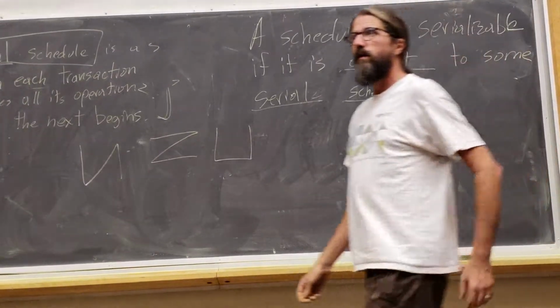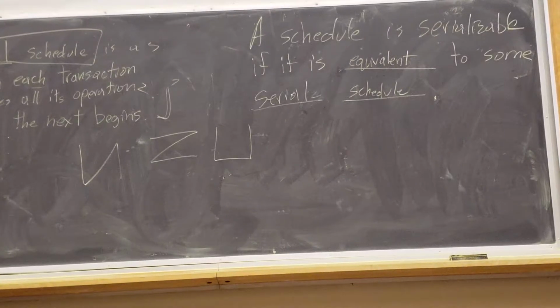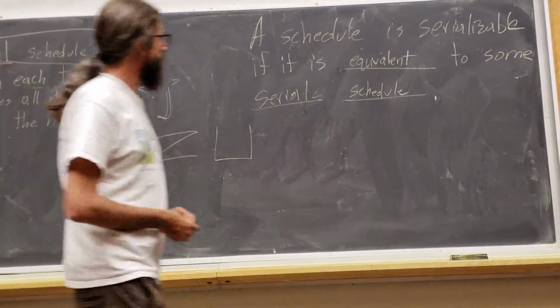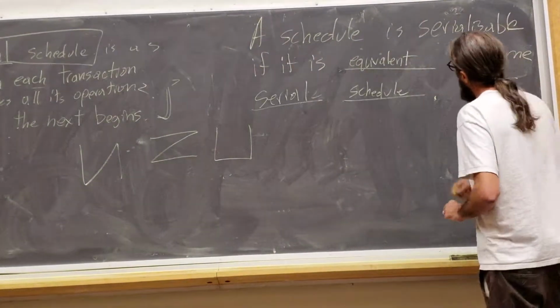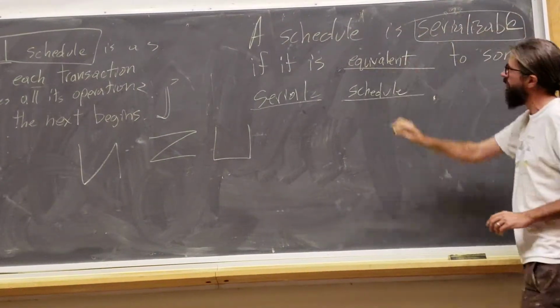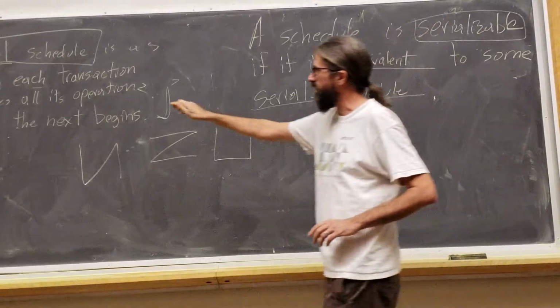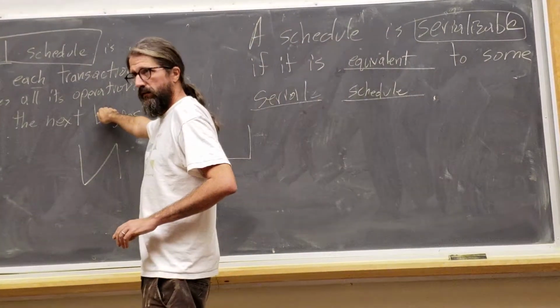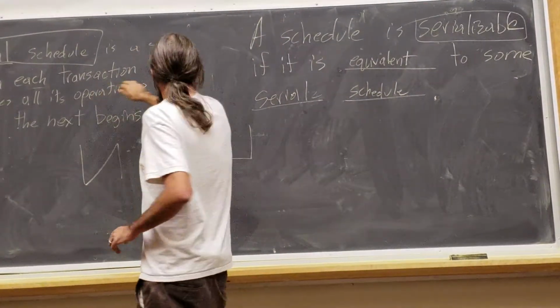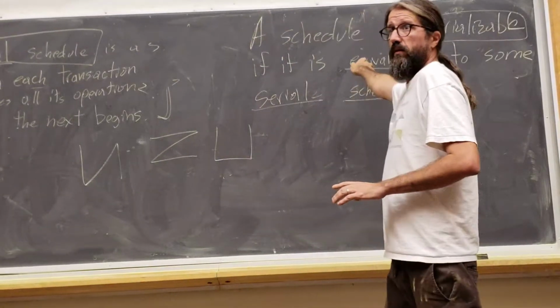So how would I say the difference in saying a schedule is serializable if it's serializable? Well, saying it's serializable would be a tautology. We can't define something in terms of itself, right? But we have a notion of what a serial schedule is that's clearly defined. A serial schedule is not the same as serializable, right?